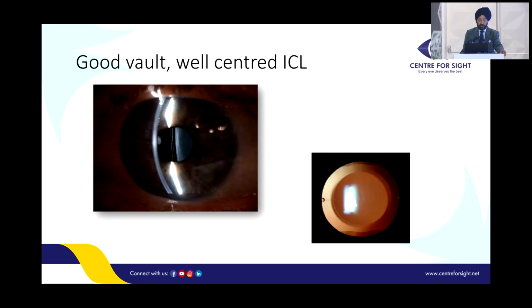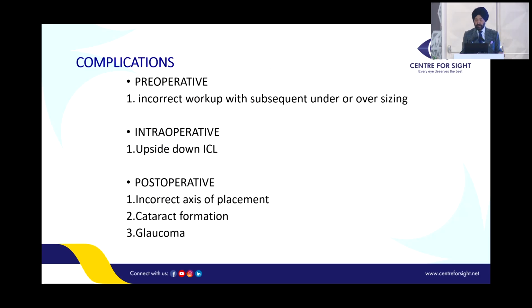So this is just to show you a good vault. You can compare it with the thickness of the cornea and see where it is, and this is post-operatively. You can see this is where the cylinder should be, and this is what you can see there.